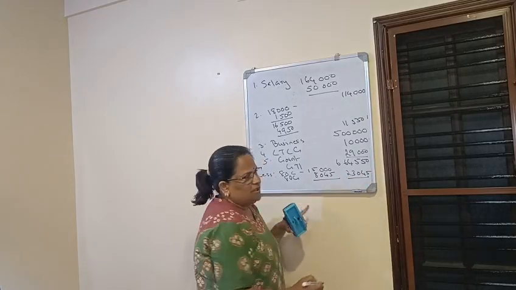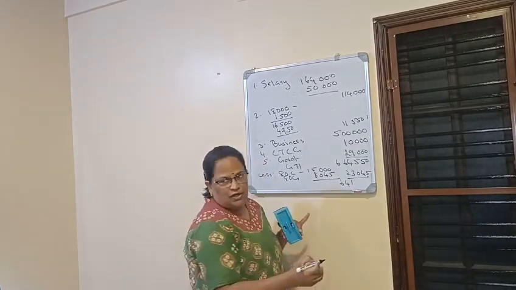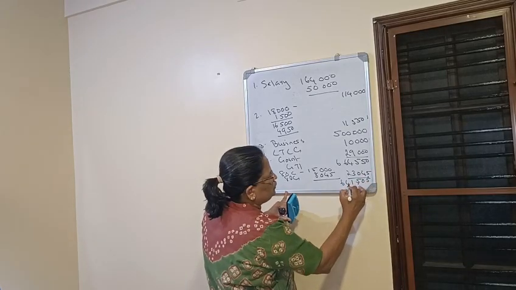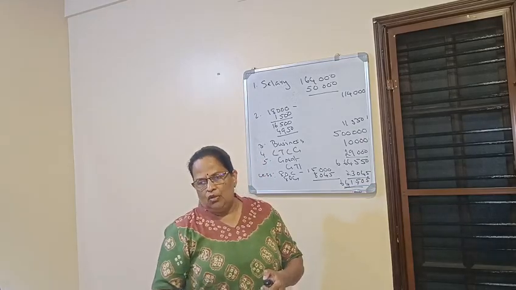So the total deduction we will reduce is 23,045. Now the taxable income is 6,41,505. This is the taxable income as per the old scheme.